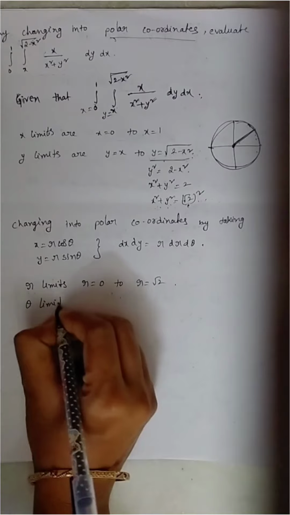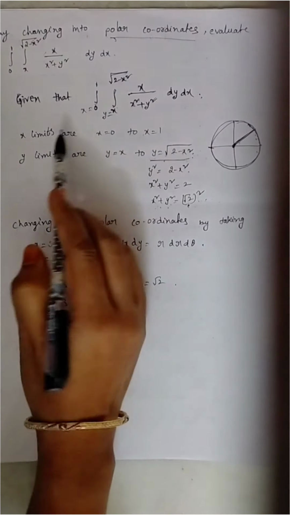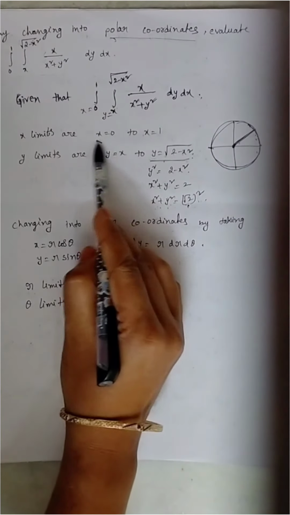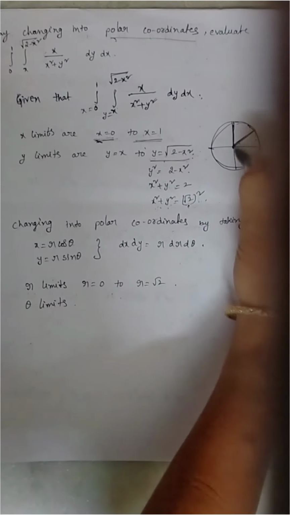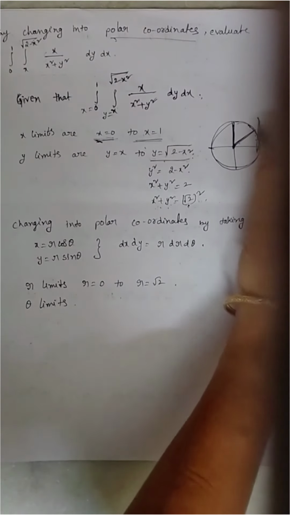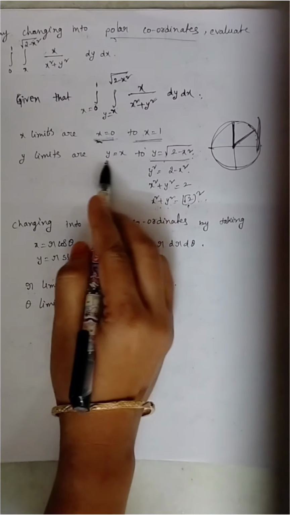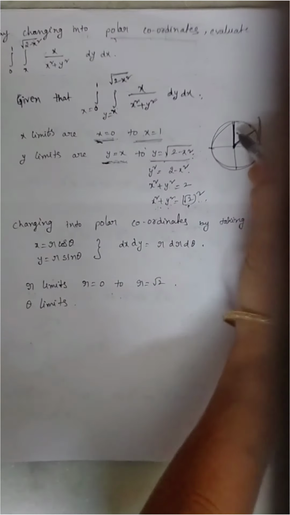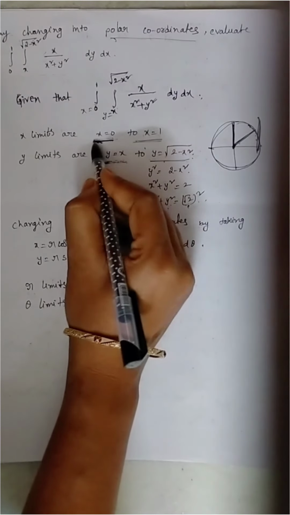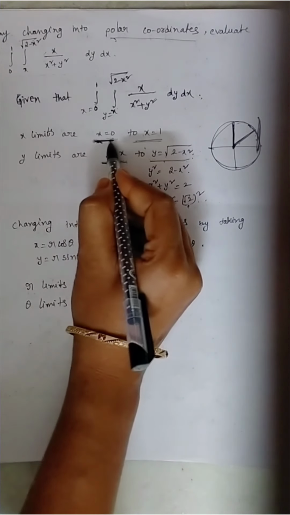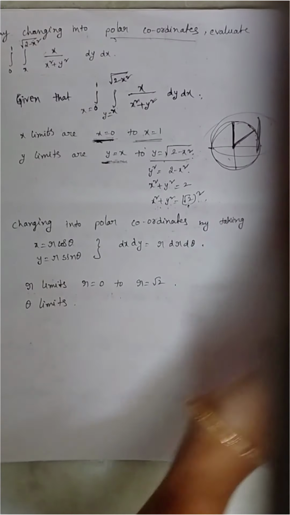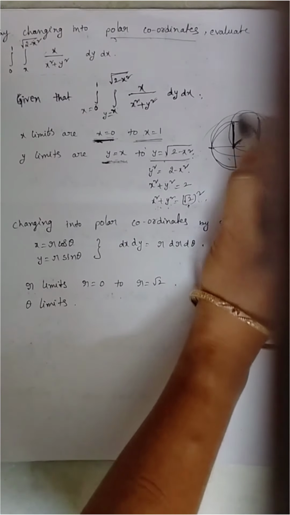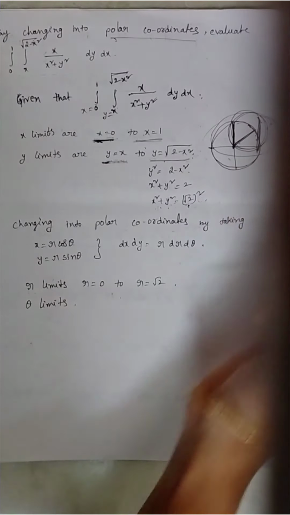Now observe the theta limits. How to find the theta limits? From the given problem, x equals 0 to x equals 1. This is the region. The lower limit is x equals 0, which means here. This means the positive quadrant. The region is in the positive quadrant only.